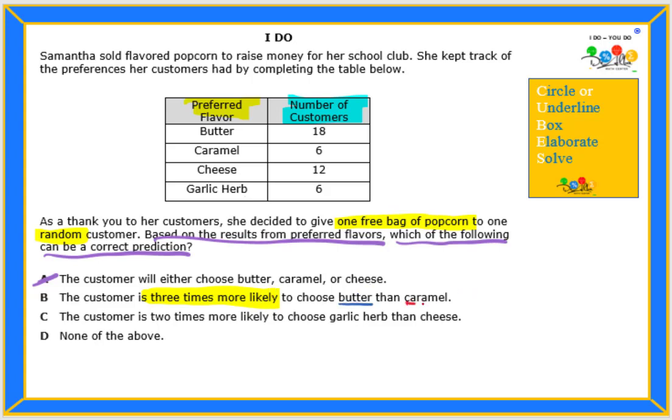than caramel. Okay, so I want butter from the table. That's 18, so I'm going to put it right here. Butter was 18, and caramel in my table was 6. Okay, so now I'm going to compare 18 with 6, and I'm going to use my comparison right here. 3 times more likely. Is 18 3 times more than 6? So is 6 times 3 18? Yes, it is. So this is true.